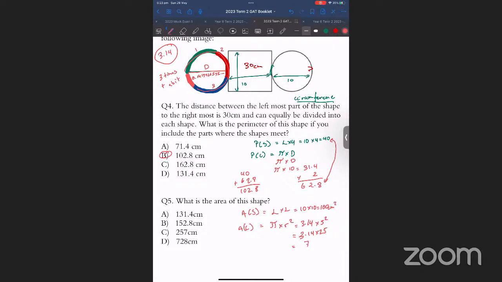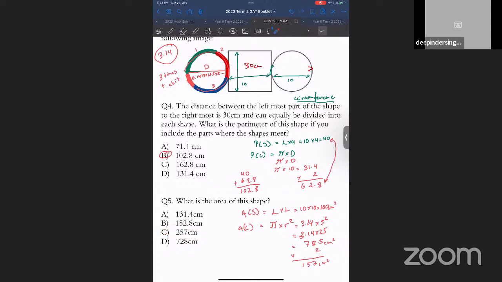It is 78.5. So that's the area of one circle. But now we have 2 circles, right? We have the circle on the left-hand side and on the right-hand side. So 78.5 times 2 is equal to 157 centimeters squared. So the area of the circles is 157. The area of the square is 100. You add them together and you get 257. Do you guys understand?